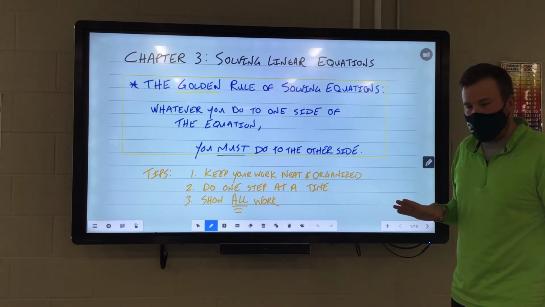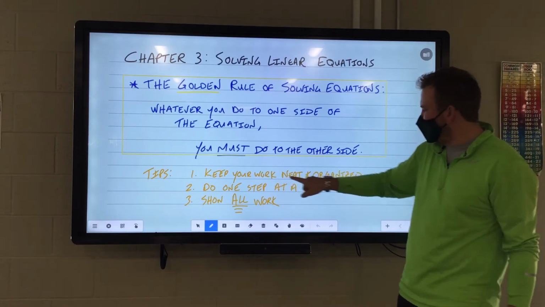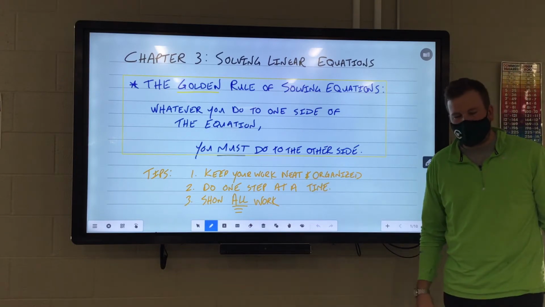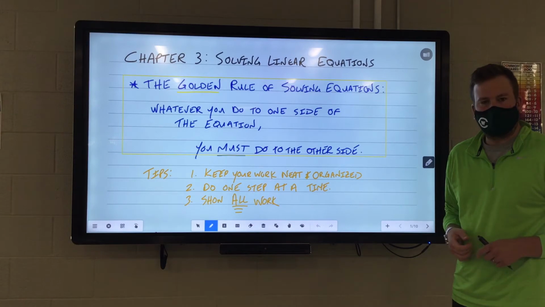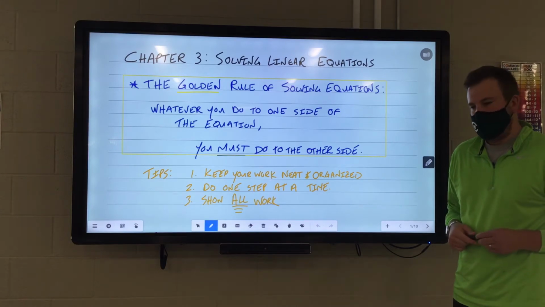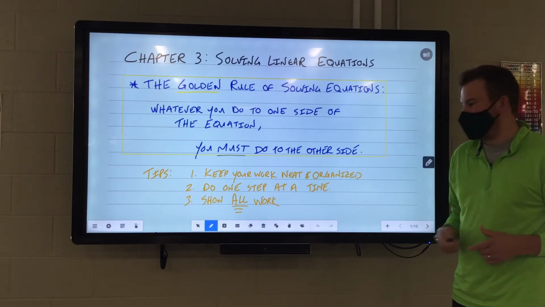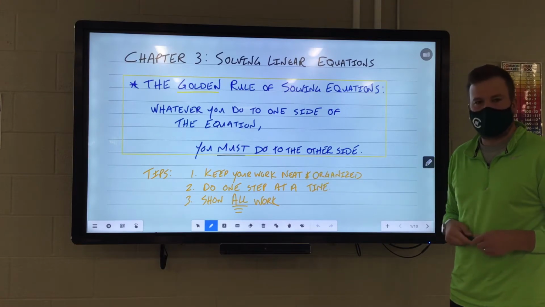A couple tips to help you. First, keep your work neat and organized. I cannot stress the importance of this enough, especially when I'm trying to give partial credit. When you get a question wrong, make it easy for me to give that credit by keeping your work neat and organized so I can tell what you're doing.